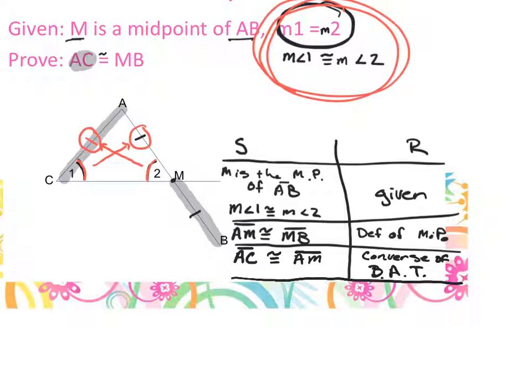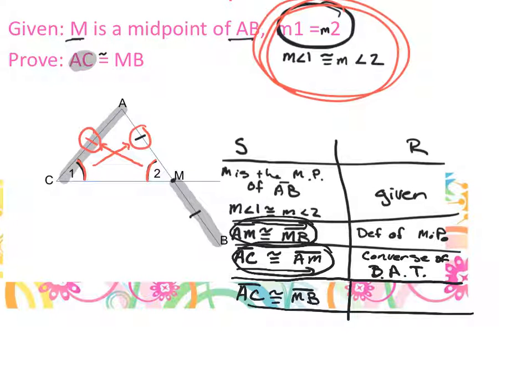And then isn't that all you need? AC equals MB. Beautiful. So check it out. AC is congruent to AM, that's on this line, and AM is congruent to MB, that's on this line. So we join those two with the transitive property, or substitution. Either way is fine.